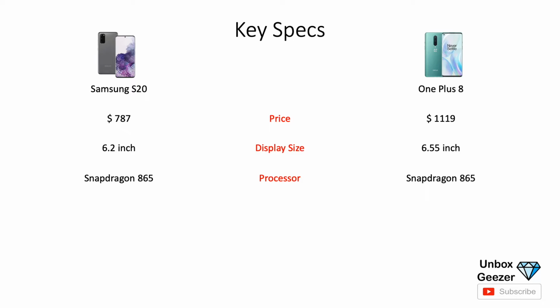You've got the bigger display size on the OnePlus 8 of 6.55 inch. I personally prefer the bigger phones, but is there a difference between the 6.2 and the 6.55? I don't think so. Both, surprisingly, have got the 865 Snapdragon processor, which is a very good processor.